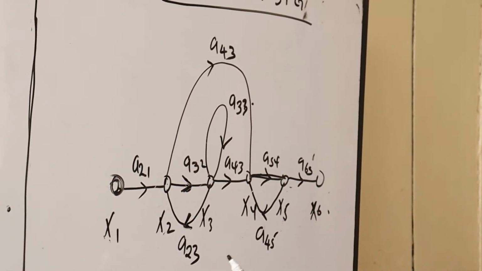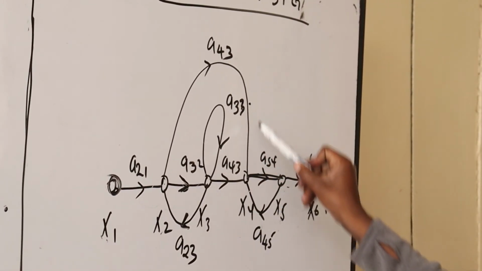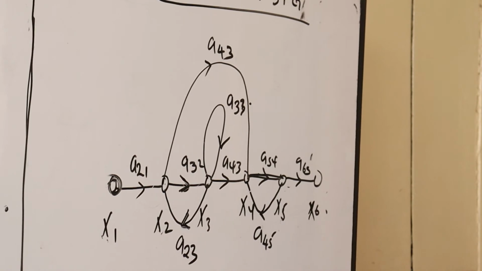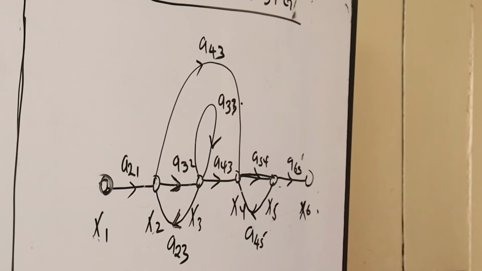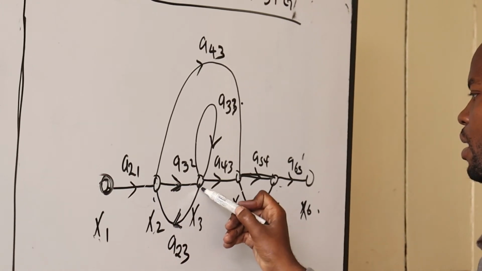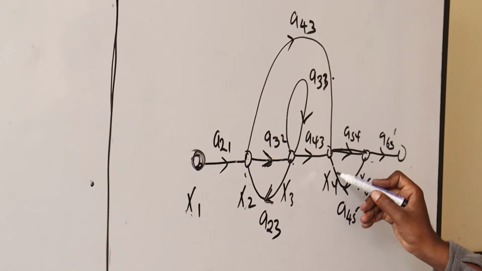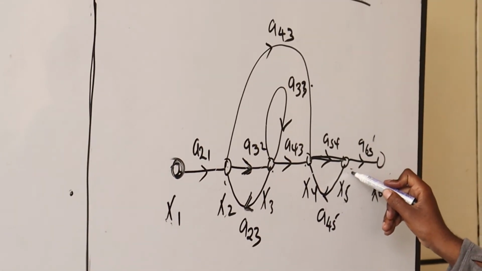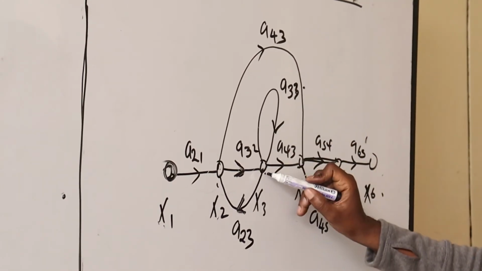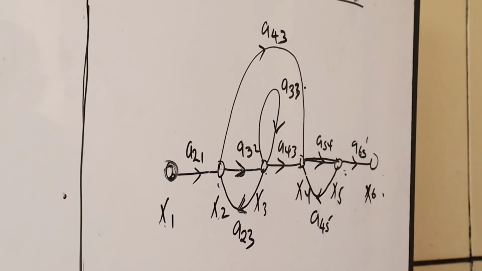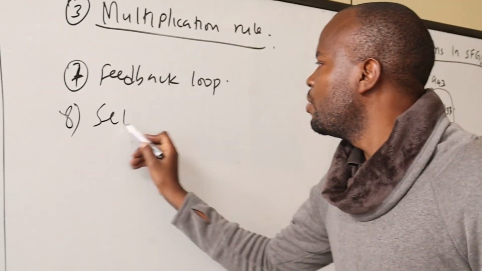We cannot talk of this one as a feedback loop because it is moving forward. It must have one of the branches feeding back into where it started. We can talk of x2 to x3 to x4 as a feedback loop. We can also talk about x4 to x5 and back to x4 as a feedback loop. But we are not going to talk about this one, even though it is a feedback loop, because it is a special feedback loop that we are going to define in our next phase, which is the self loop.